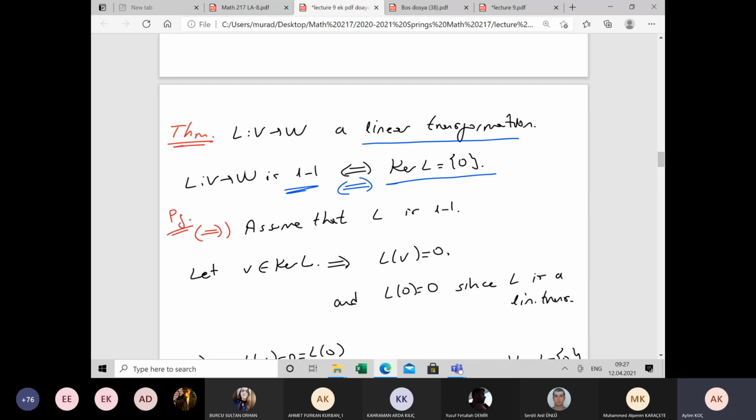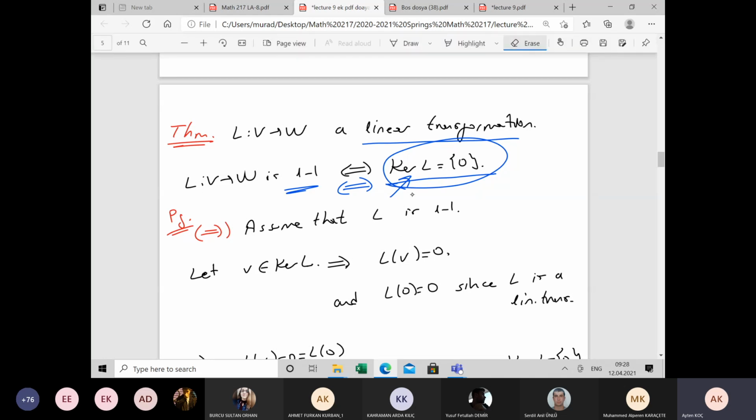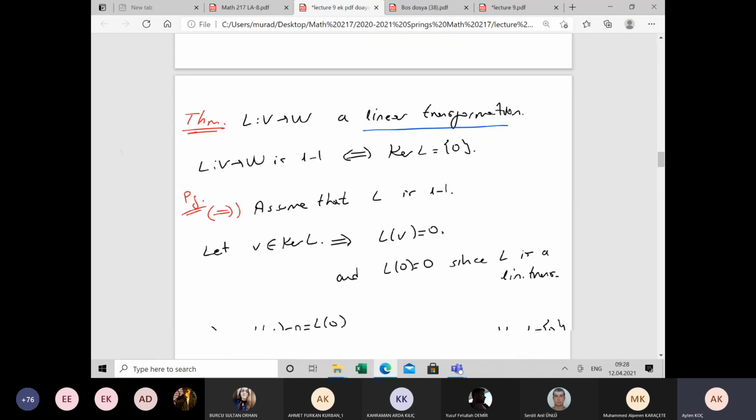The zero set means it contains only the zero vector, not any non-zero vector. We look at the kernel: does there exist a non-zero vector in the kernel of L or not? If there exists a non-zero vector in the kernel of L, L is not 1-to-1. Otherwise, L is 1-to-1. So how to show that? It is easy to see.